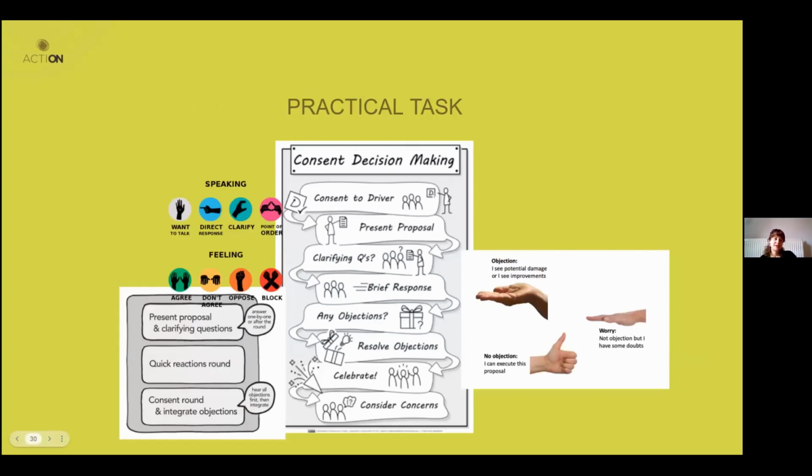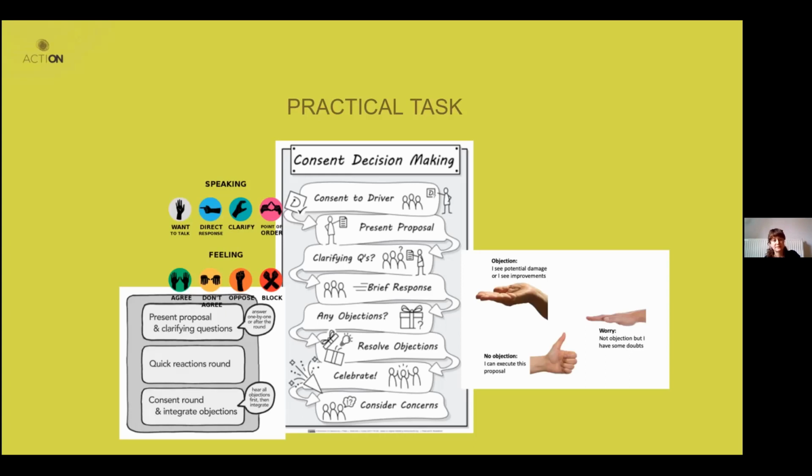How we are doing this is that we first have a consent on a driver, and the driver will give a proposal. Then it would be followed by a question round where we clarify questions on the proposal. Then it will be followed by a round of opinions, so people can say what they think about it when they have an opinion. And then it will be followed by the first vote circle.